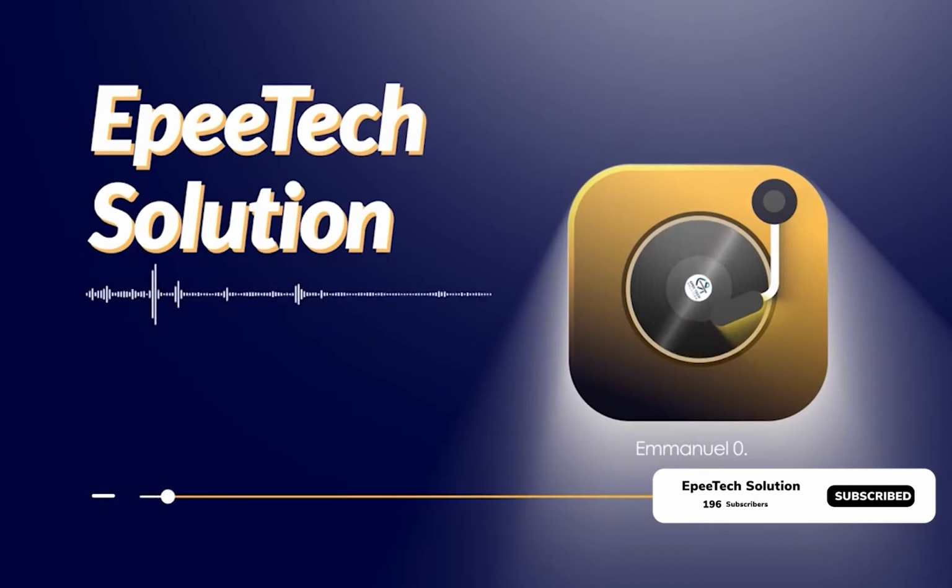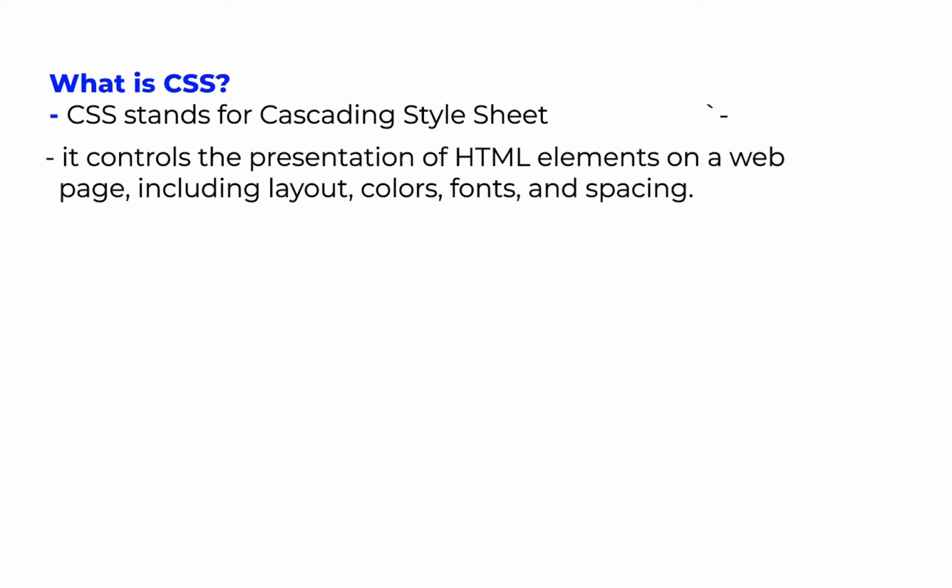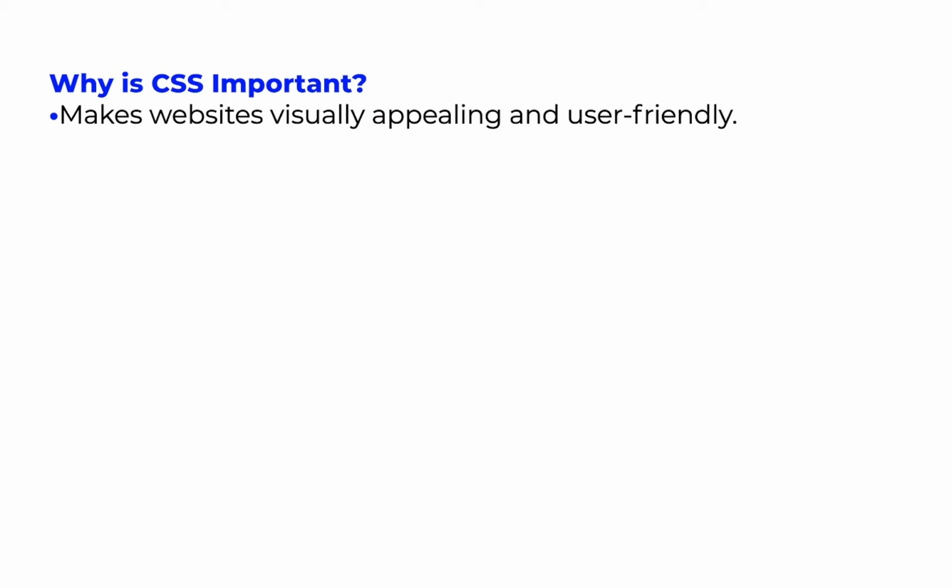So right now, what is CSS? CSS stands for Cascading Style Sheets. It controls the presentation of HTML on our web page, which involves the layout, the colors, the font, and space. All these things are CSS properties. When we talk about CSS, we're talking about the visual appearance of your web page, and how user friendly it is.